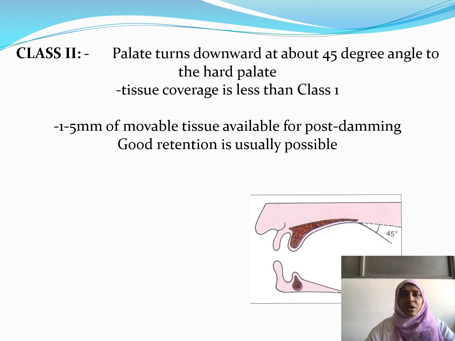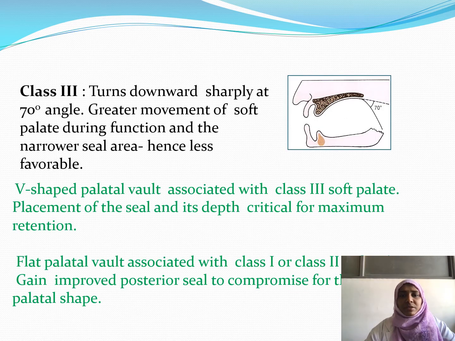Coming to class 2, the palate turns downwards at about a 45 degree angle to the hard palate. It has 1 to 5 mm of movable tissue available for post-damming, and good retention is usually possible. And class 3, it turns downward sharply at a 70 degree angle, with greater movement of the soft palate during function and a narrower seal area, hence less favorable.